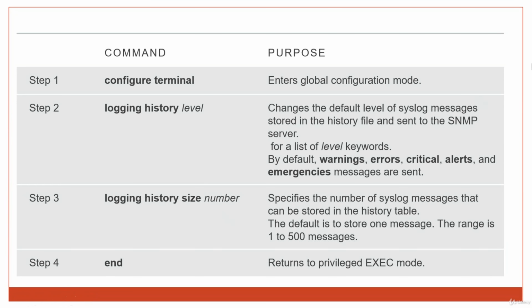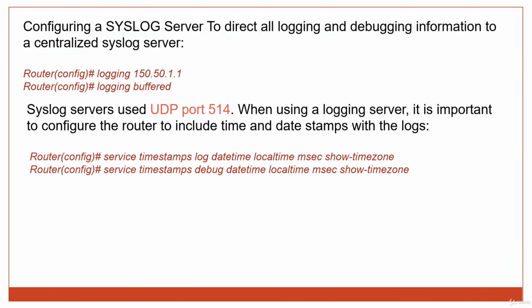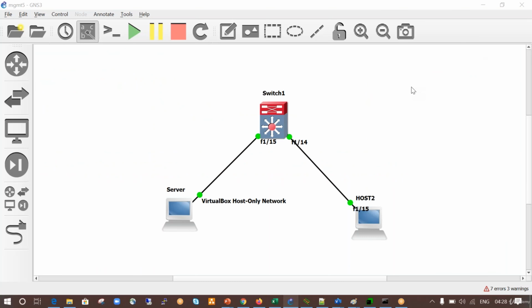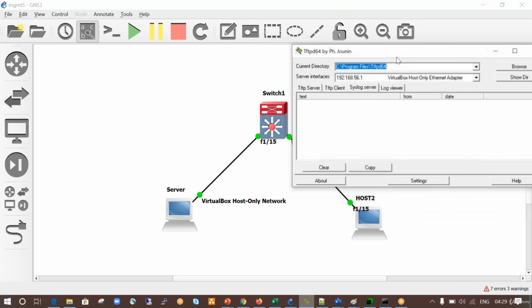Okay, so let me quickly log into the system, and in that system, let me show you how our lab looks. In my local system, I installed DNS, and here you can see that you have your server, you have your host, and you have your switch as well. To examine the syslog messages on the server, I have installed this Jounin TFTP server, and inside that you can see that you have a syslog server option.